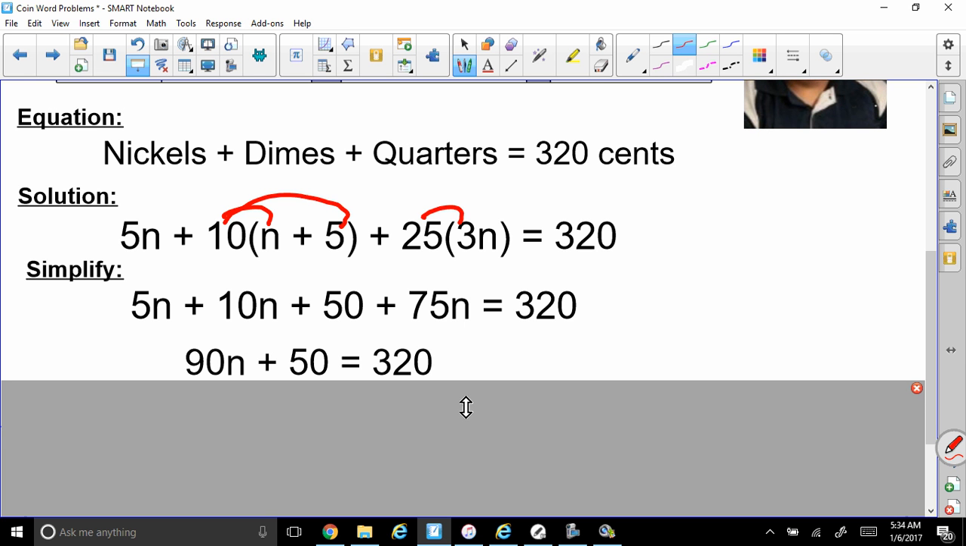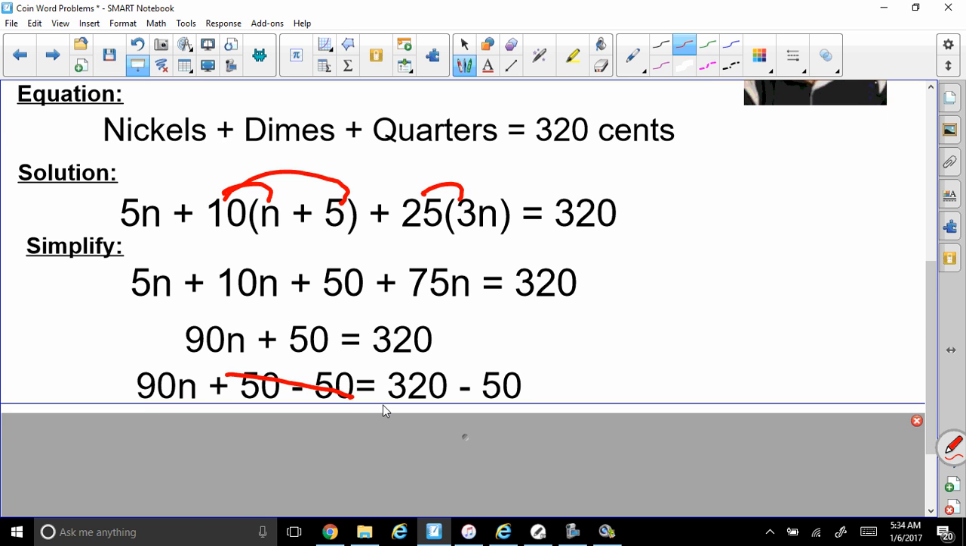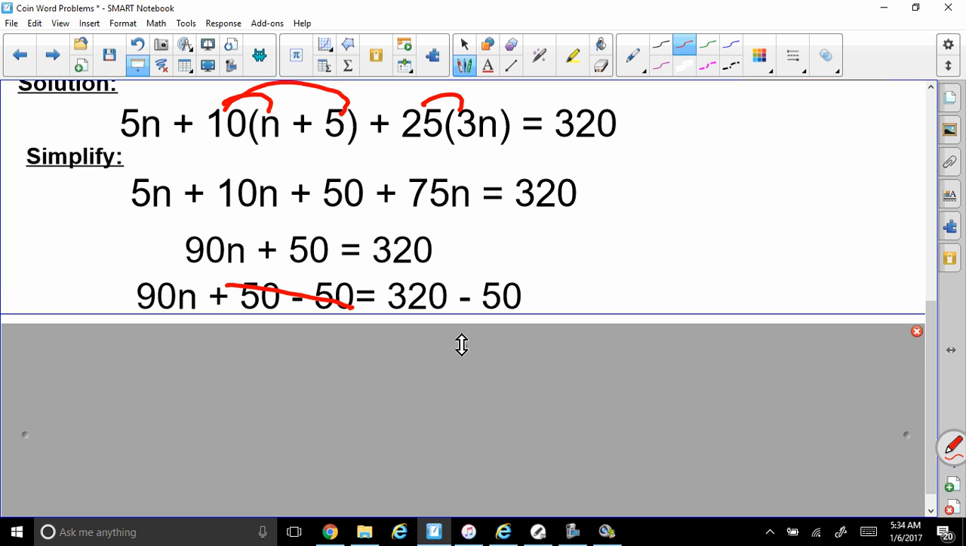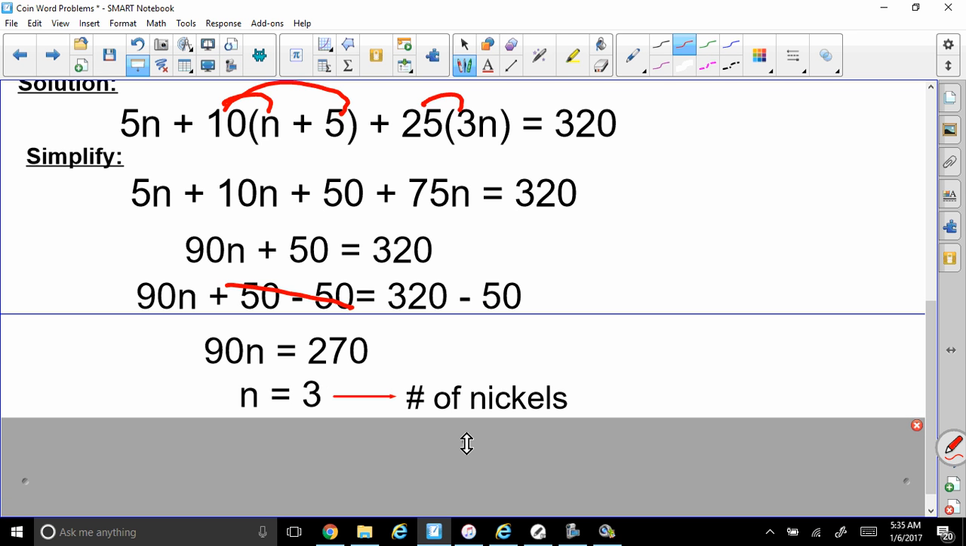I'll do a little transposing, moving the 50 to both sides. So minus 50 from here and a minus 50 from here. What that's going to do is cancel out the 50s on this side, leaving me with a 90n, and 320 minus 50, I believe that gives me 270. And now all I have to do is divide by 90 on both sides, and I'll have my value of n. So n is equal to 3.